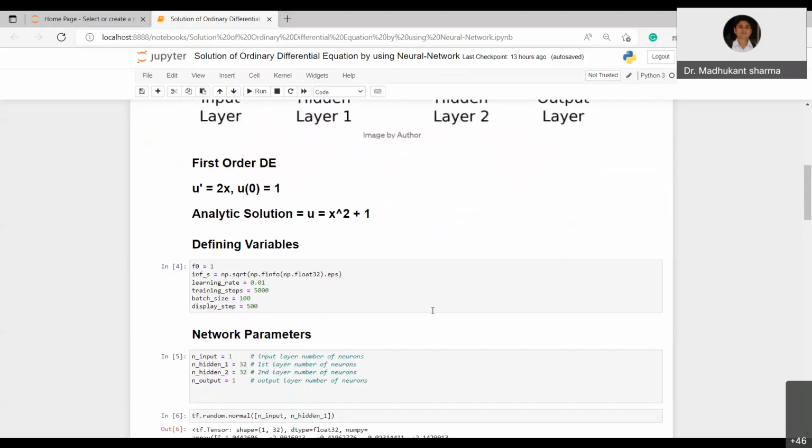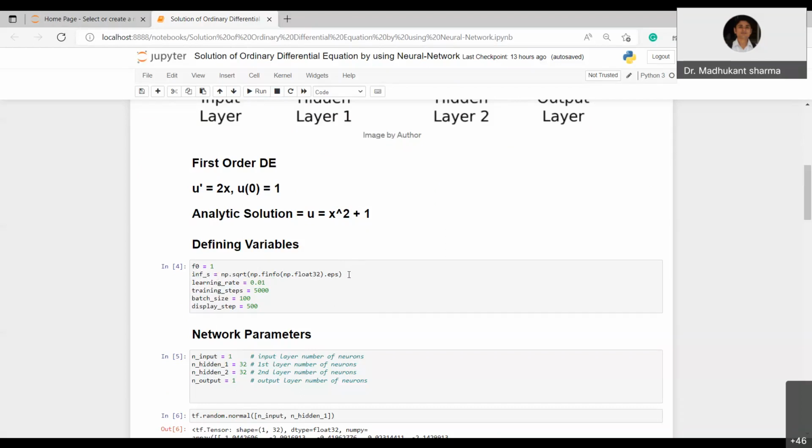Now let's define some variables for the implementation. First, f0 equal to 1, which denotes our initial condition. Then infimum, which gives us some number. I will explain it later.